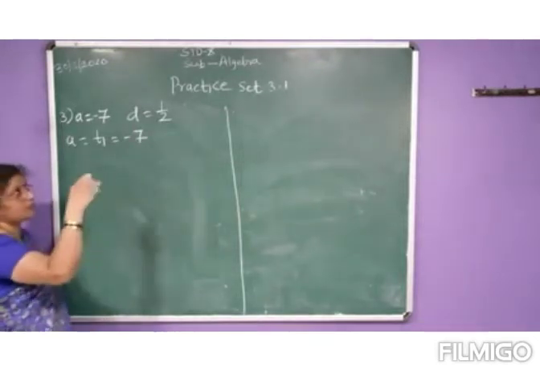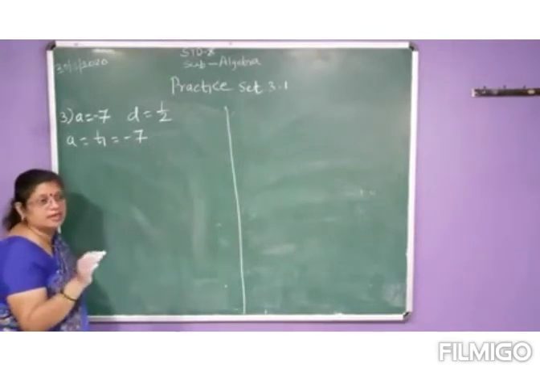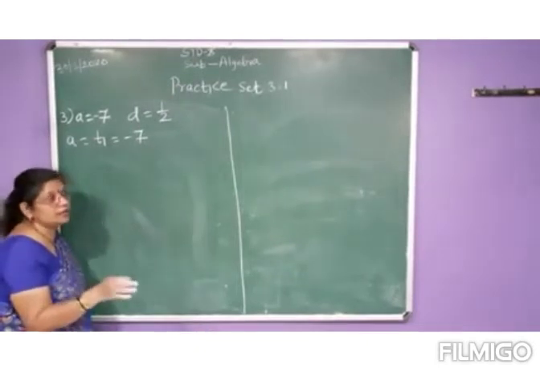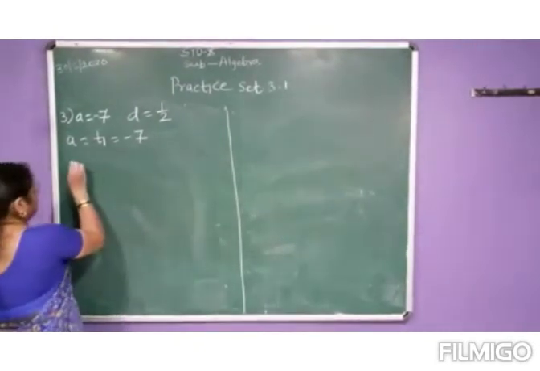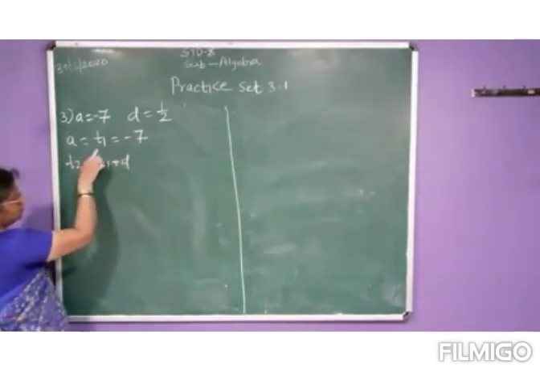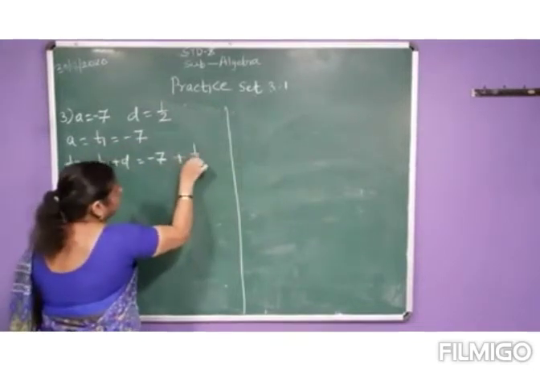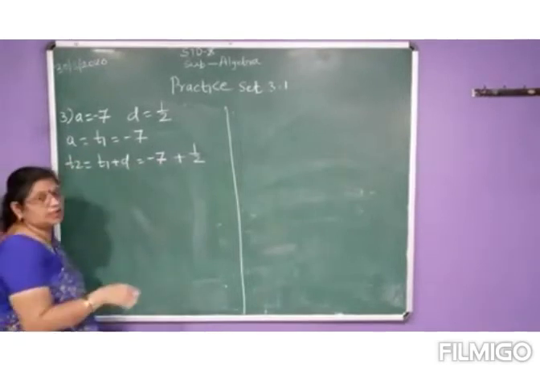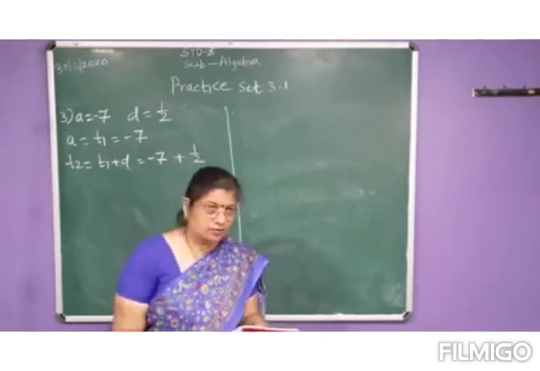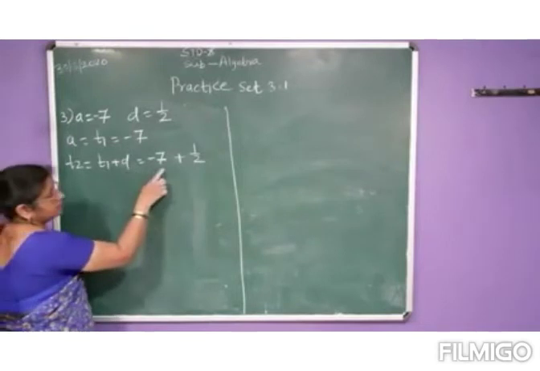Now some students might take half as 0.5. That is also easy, but the decimal addition and subtraction is also a little bit tedious. If you know correctly, any method you can follow. Okay. Now T2. T2 is equal to T1 plus D. Now what is T1 here? -7 and D is your half. Now I am taking half here. Same sum I can give you with the 0.5 also. If you want, I will give in that way also. Both the ways, how you will solve. T1 plus D, -7 plus half.